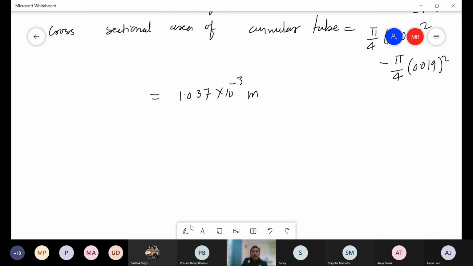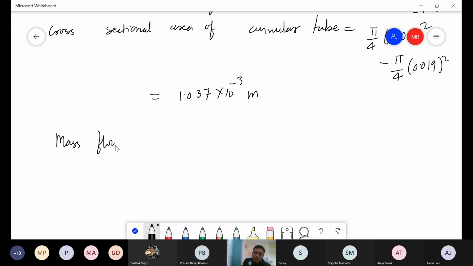Now what we have to do is make a balance and find out the mass flow rate of the water, because mass flow rate of the water has not been given. Mass flow rate of the mercury is given as 1500 kg per hour, isn't it? Correct. Right. So we can write down this expression.